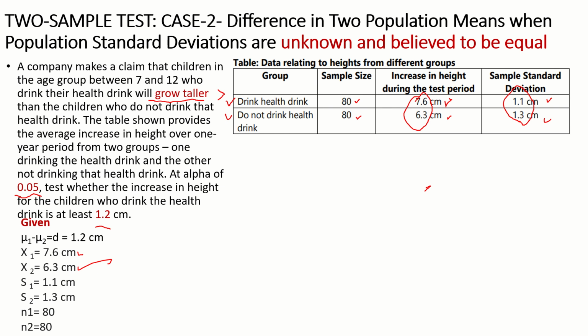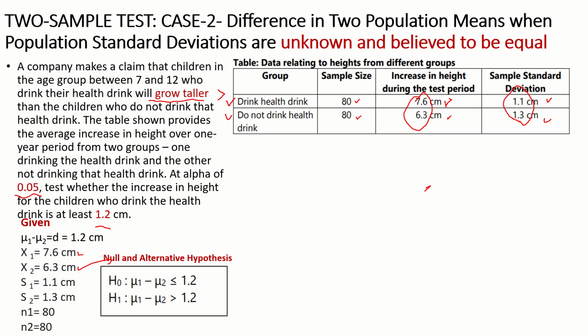So the null hypothesis can be framed like this. The claim is greater than, so the claim is taken as the alternative hypothesis: mu1 minus mu2 greater than 1.2. The null hypothesis is just the opposite, less than or equal to. The claim is taken as the alternative, and this is a right tail test.